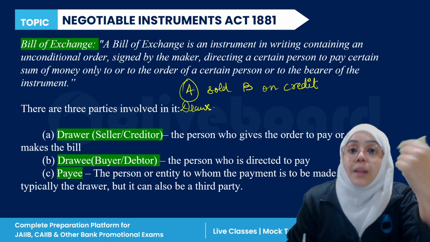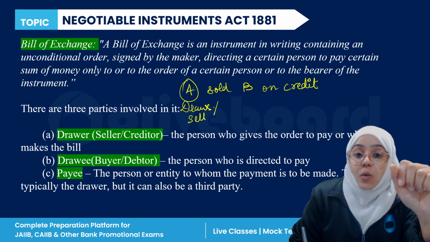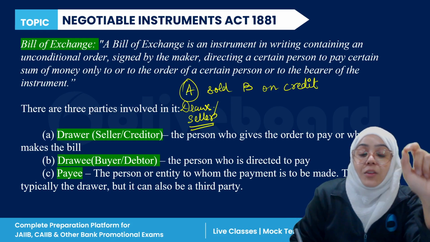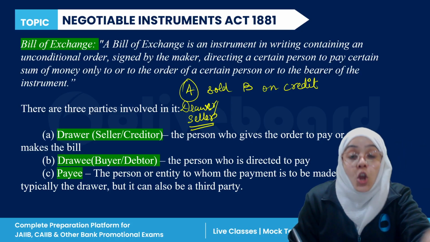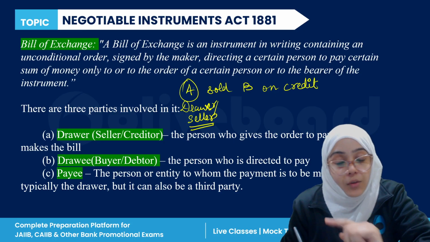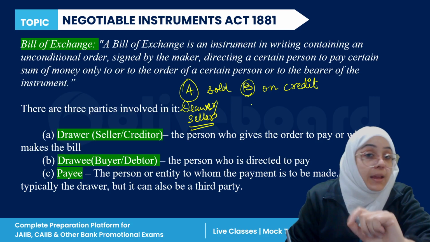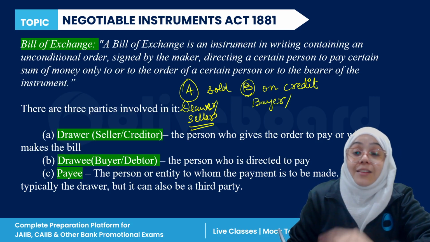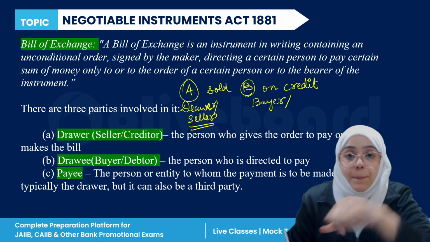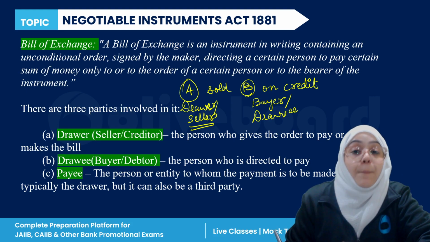Now, who is drawing the bill of exchange? The one drawing the bill of exchange is actually the seller, or you can say the creditor. This person is called the drawer of the bill of exchange, who is the maker of the bill of exchange and also the seller. The seller draws a bill of exchange on B. B is the buyer, who is instructed that you have to make payment. So the buyer, or the drawee, is the one to whom the instruction is made.